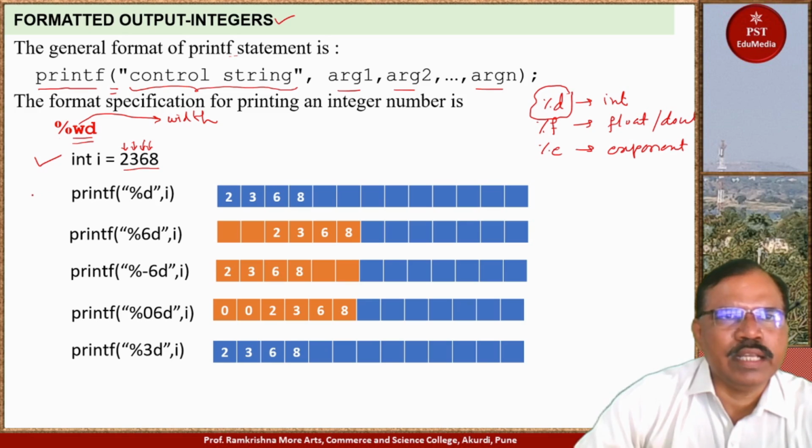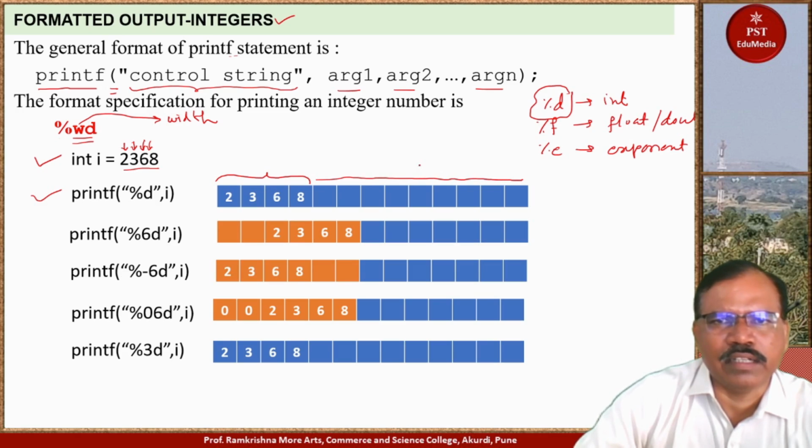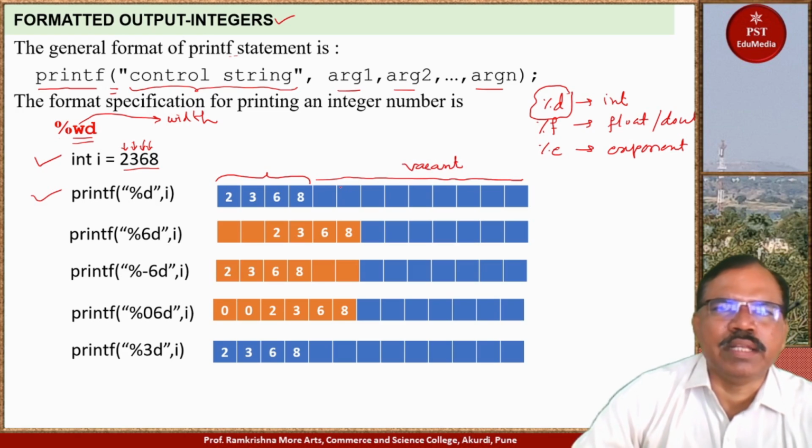Suppose we take the printf function like this, printf in double quote %d comma i. So what happens? The first four places are taken by the number and the remaining places are vacant.